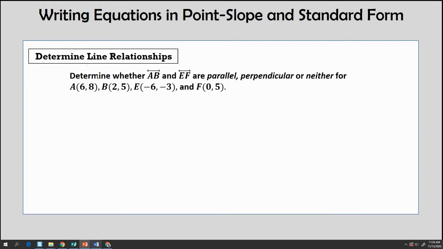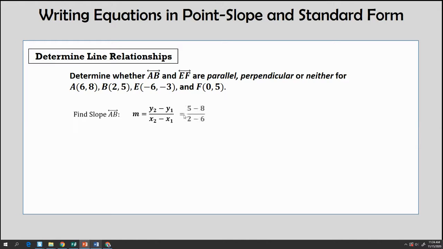Some questions we get are just going to say, let me know if AB is parallel, perpendicular, or neither to EF. We don't have to write equations for these. All they want to know is, are these two lines, based on the points given here, parallel, perpendicular, or neither? So what we need to do is just find slope for them. Slope will tell us. So find the slope of AB.